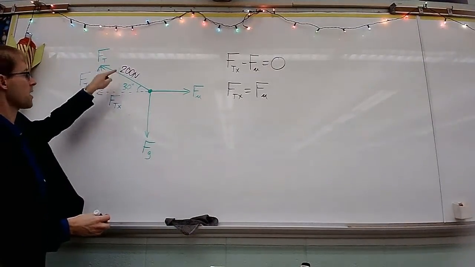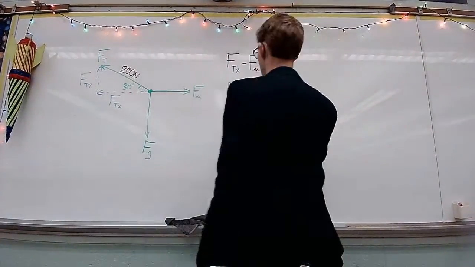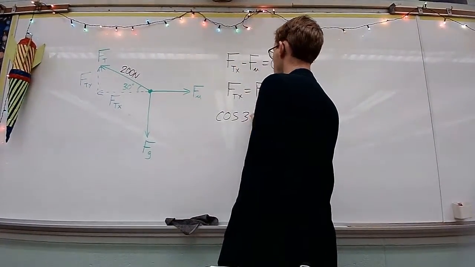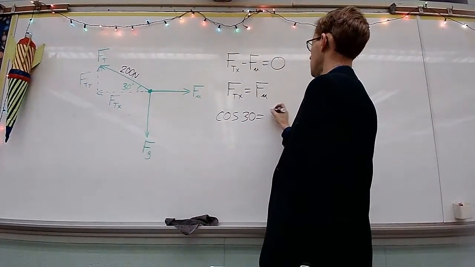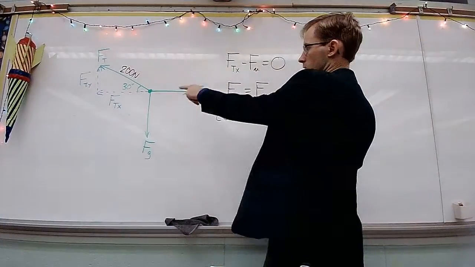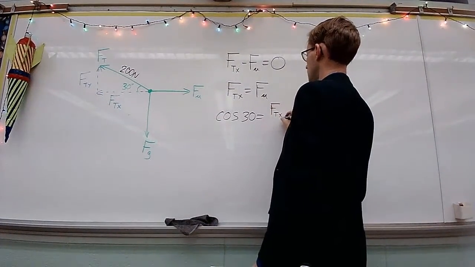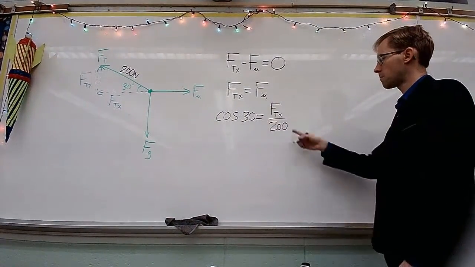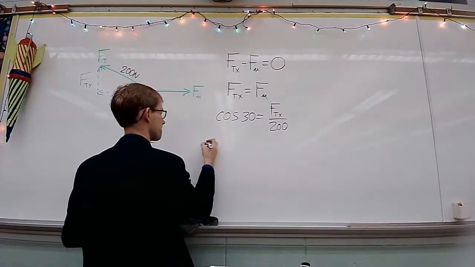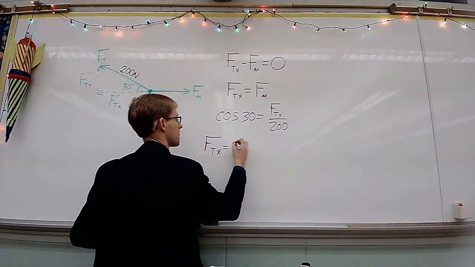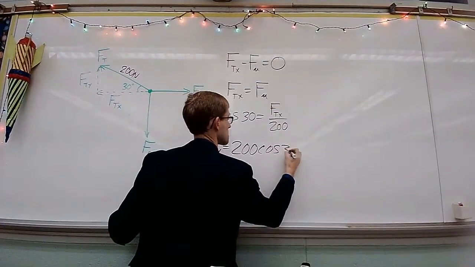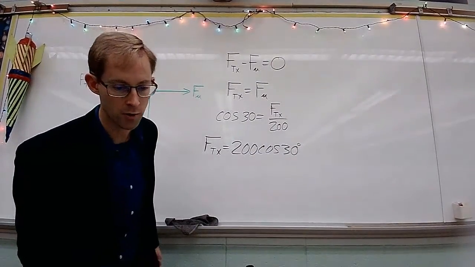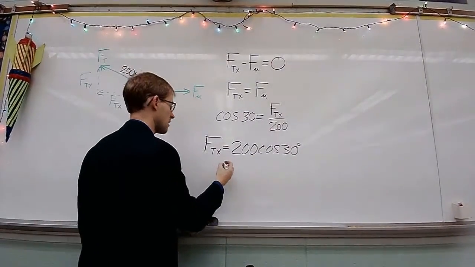So I have my hypotenuse, and I'm looking for the adjacent side, which means I'm going to use cosine, because cosine is equal to adjacent over hypotenuse. So adjacent is Ftx, hypotenuse is 200, so if I'm looking for Ftx, multiply both sides by 200. And if you plug that into your calculator, which is in degree mode, you're going to end up with 173 beautiful newtons.